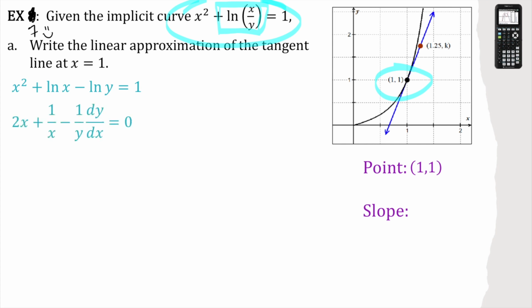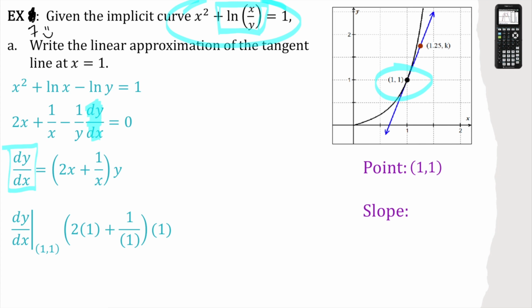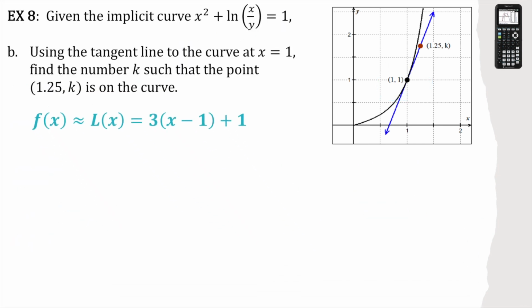2x plus 1 over x minus 1 over y dy dx, because this is implicit differentiation in terms of x. And then if you solve for dy dx, because this is the slope that we need, it's (2x plus 1) over (x times y). And now we just have to evaluate that at (1, 1). So we get a slope of 3. And there we have the equation of our tangent line, which we can use in part B.